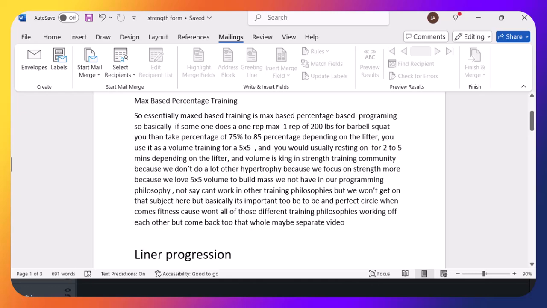Max-based percentage training. Essentially, max-based percentage training is a max-based programming. If someone does a 1 rep max of 200 pounds for a barbell squat, you then take a percentage of 75% to 85%, depending on the lifter. You can use the volume training for a 5x5, and you would usually rest 2 to 5 minutes, depending on the lifter.